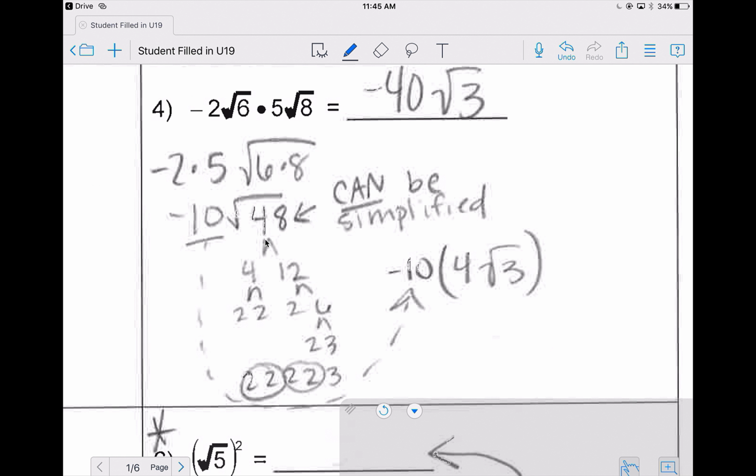Now 48 can be simplified. 48 breaks up into 4 and 12. 4 is 2 and 2. 12 is 2 and 6. 6 is 2 and 3. So we have 2, 2, 2, 2, 3.